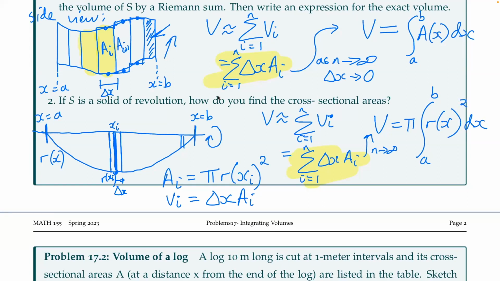So we've got pi r of x squared. So the radius at the x coordinate squared, times by pi, integrate between these limits, and that gives us the area, the volume, sorry.